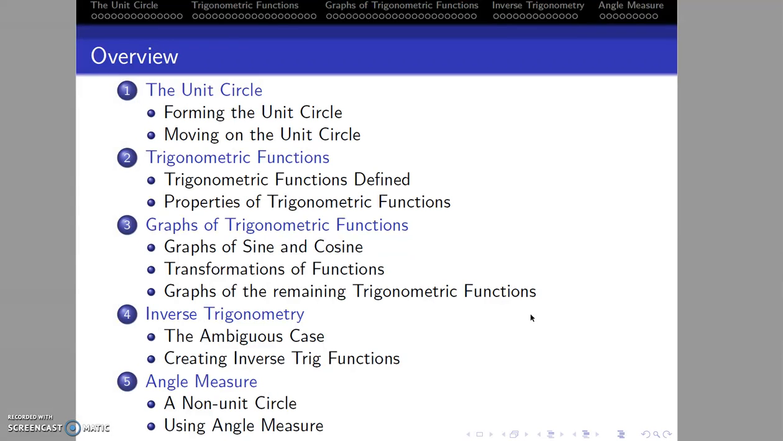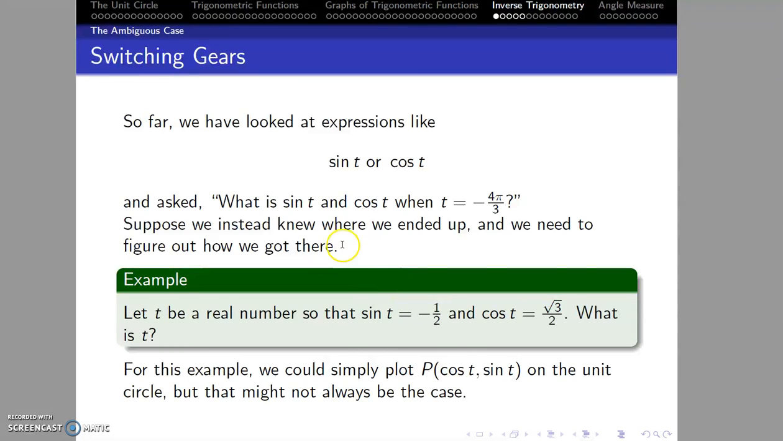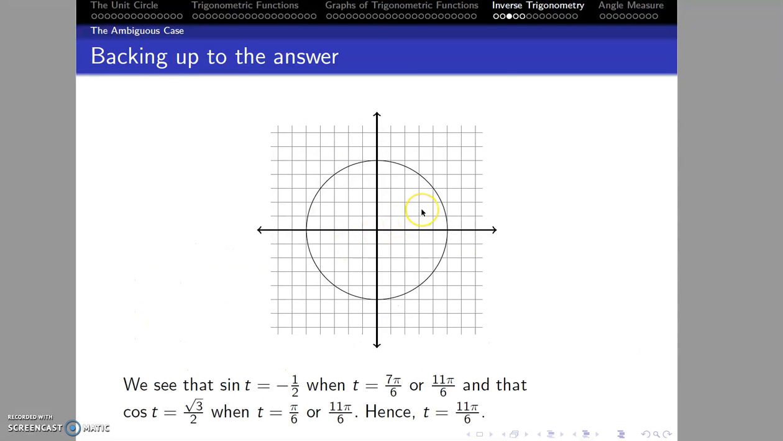Instead of knowing where I'm going and asking where I end up, suppose instead I'm given the destination. I know where I am, and the question is, how did I get there? And that's what we were looking at last time, right? For instance, I asked, suppose I know that sine is a half. Where am I? The bad news is there's two answers for that. If sine is a half, you could either be here in the first quadrant or here in the second.